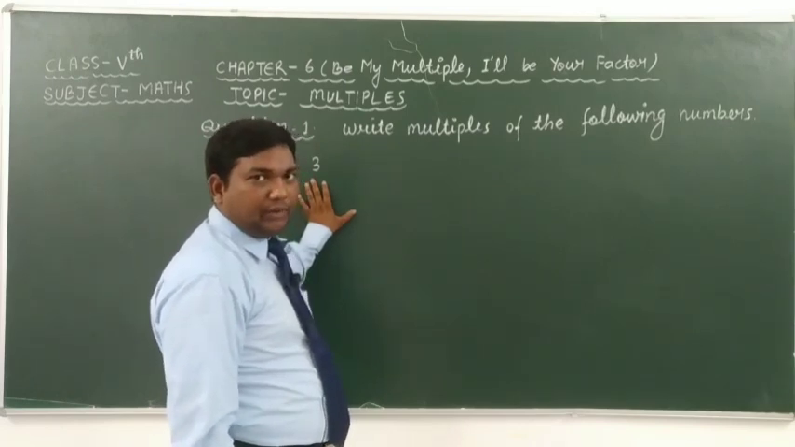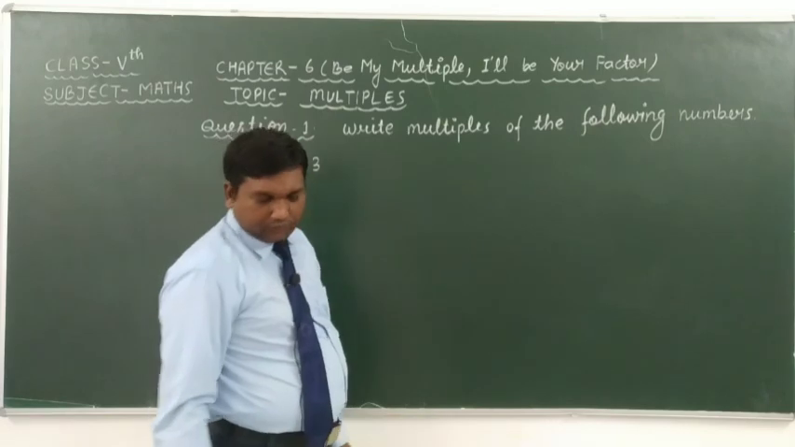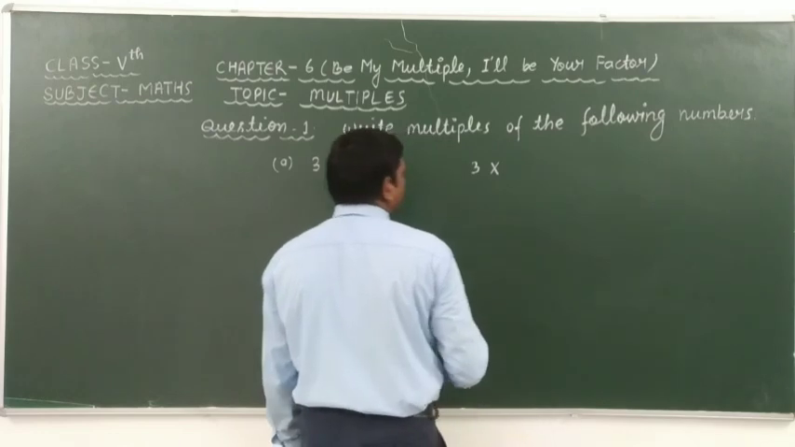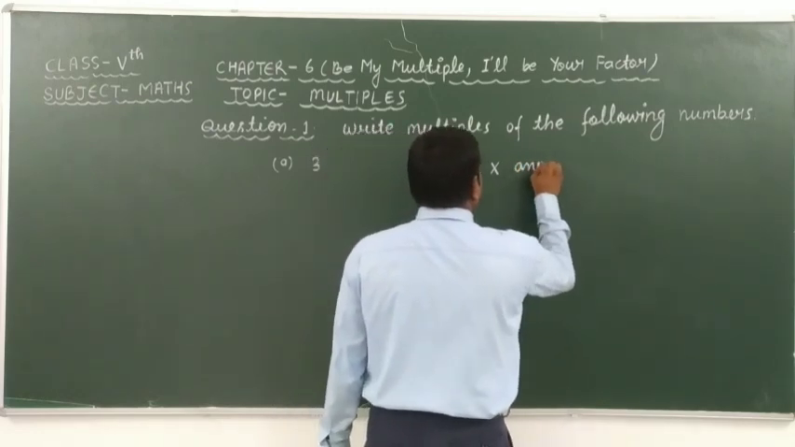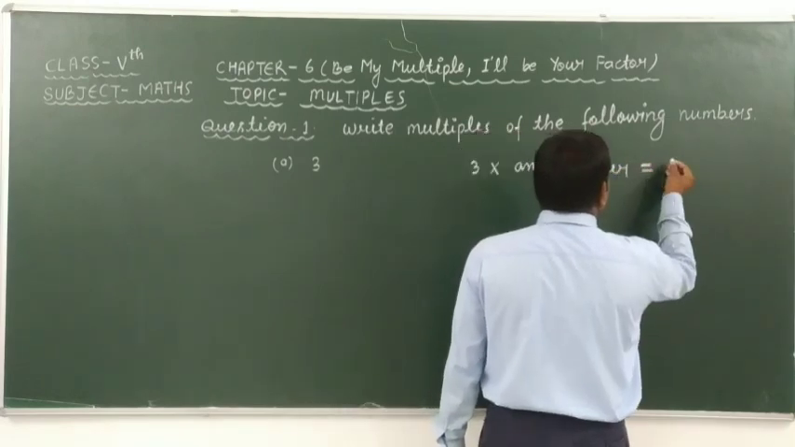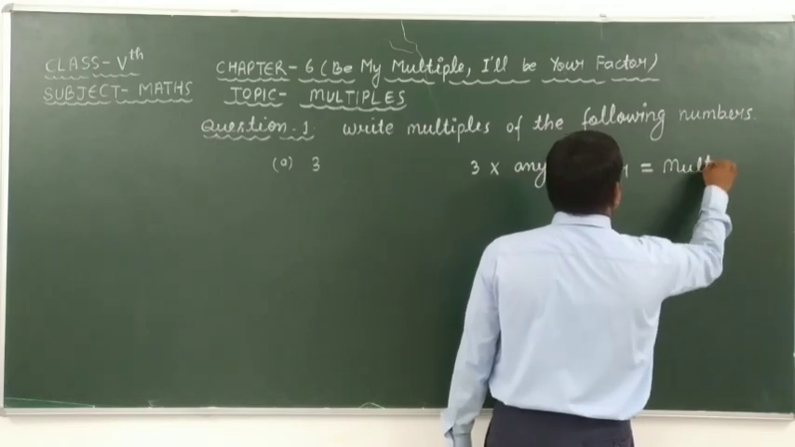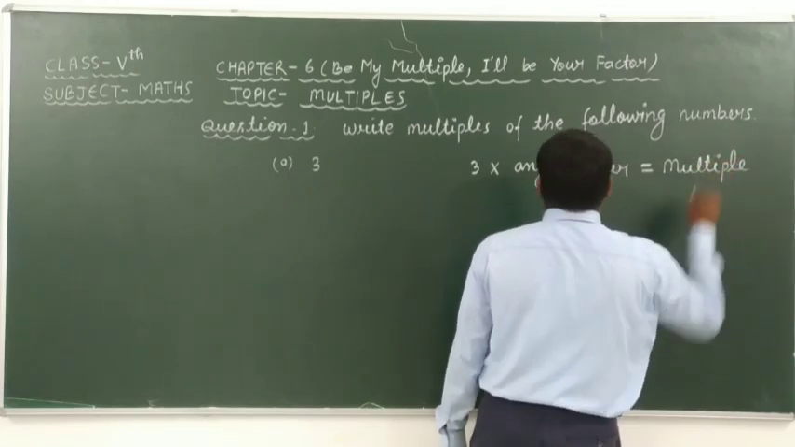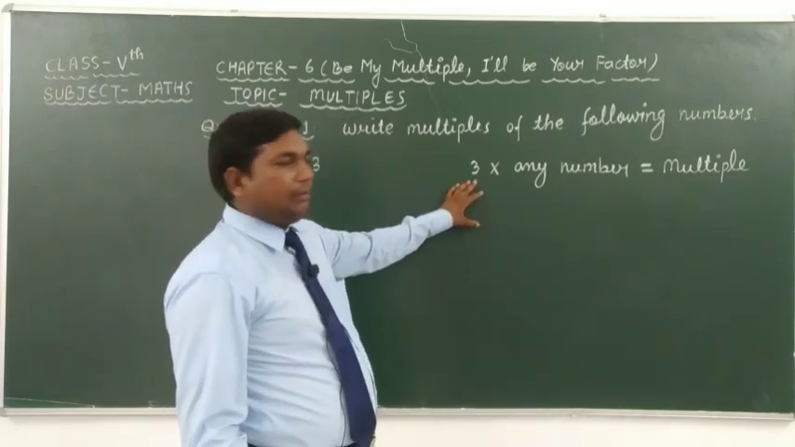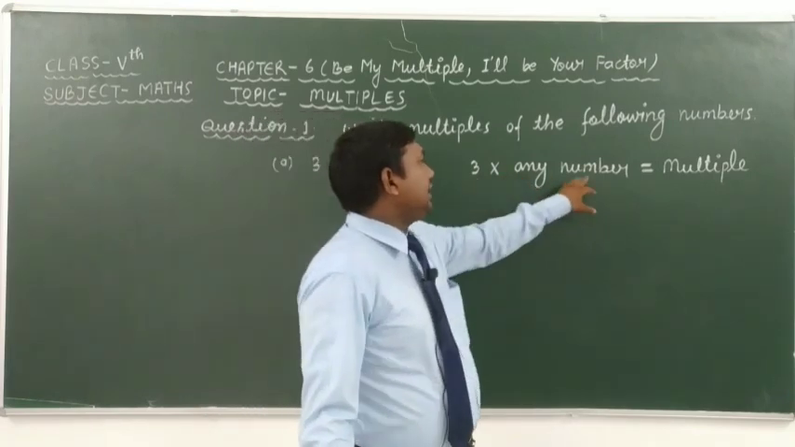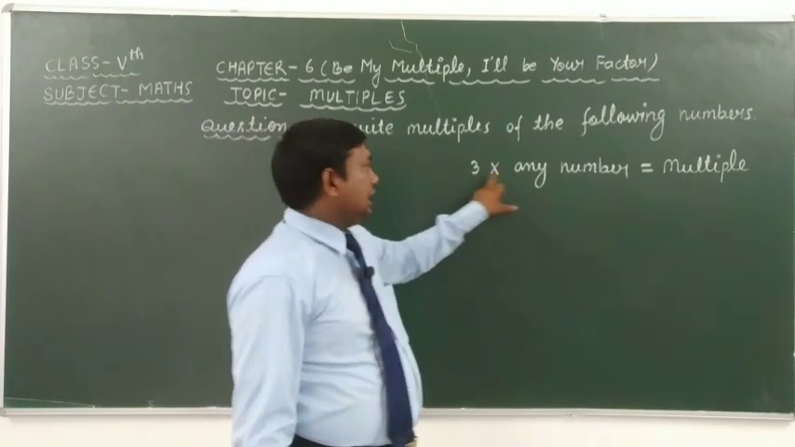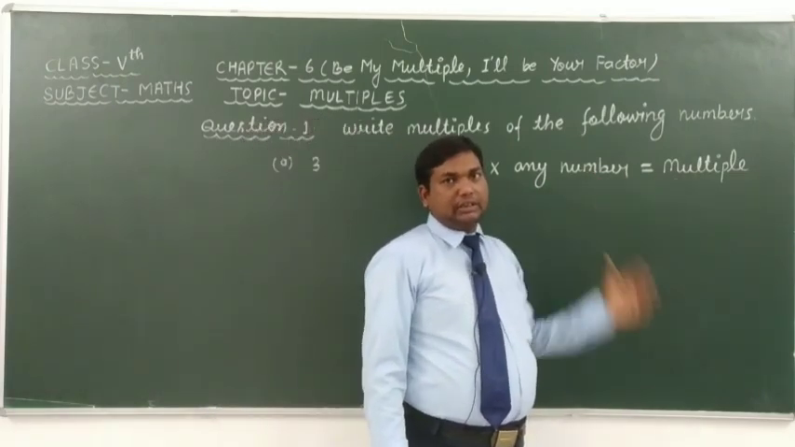Students, how can we find the multiples of 3? Look at here carefully. Here we can write 3 into any number is equal to a multiple. It means that if we take the multiplication of a given number by any other number, then we get a multiple of this number.